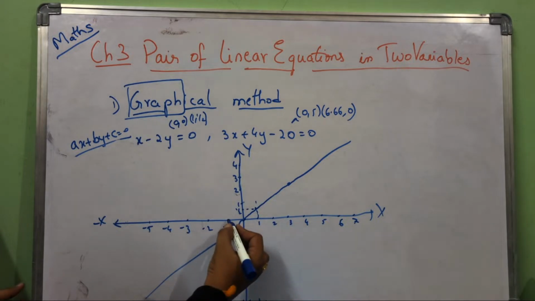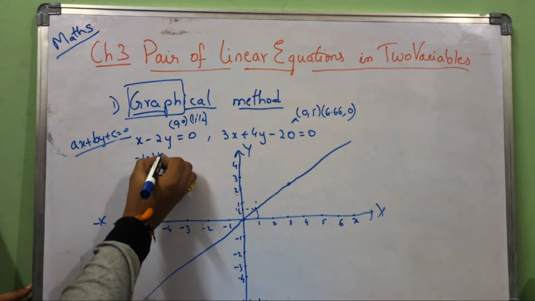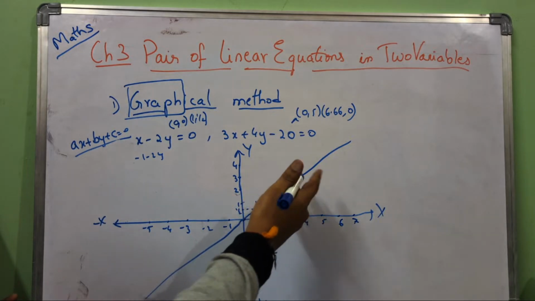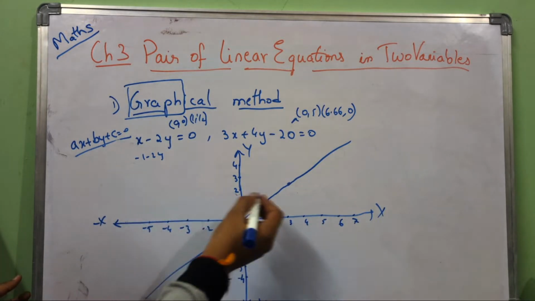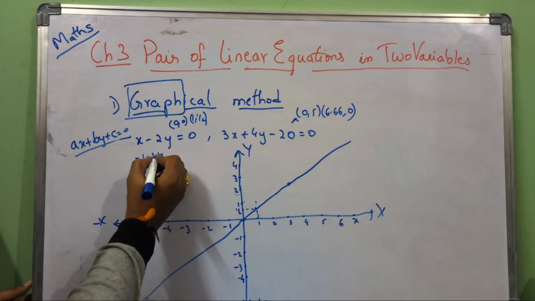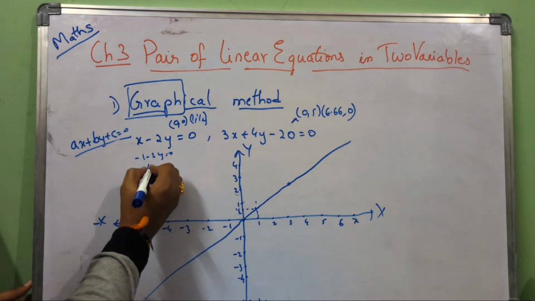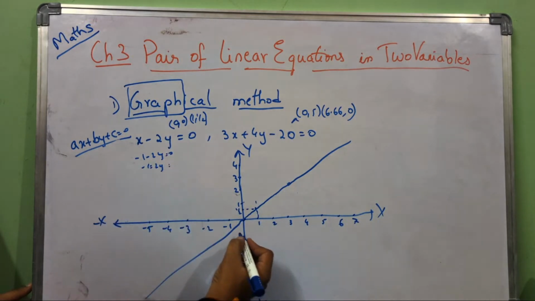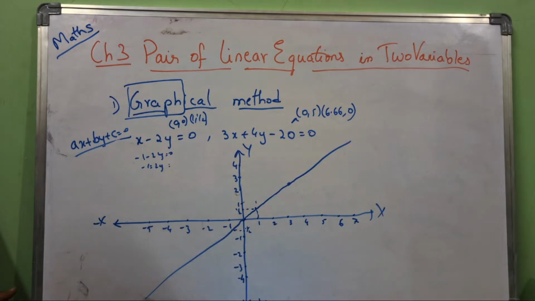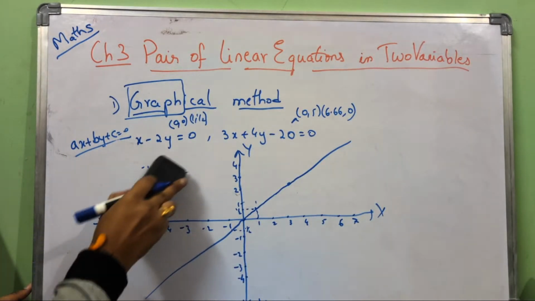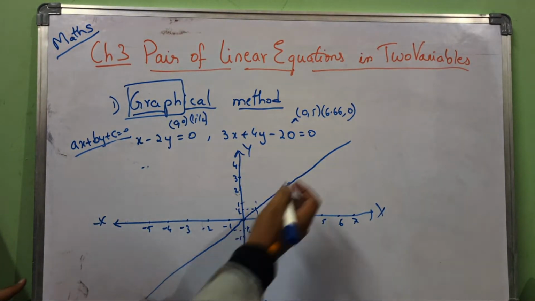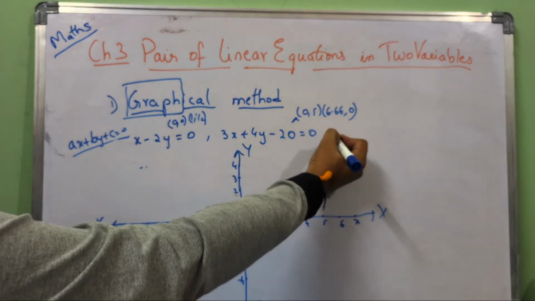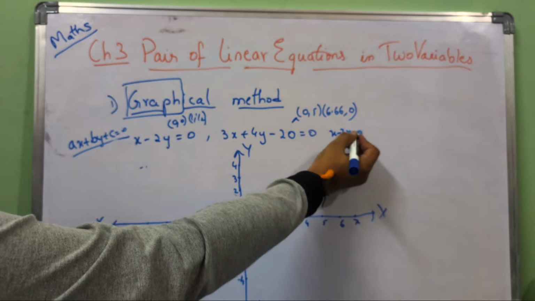If x is minus 1, and if you use a scale and plot it, it will definitely be the right answer. But as I am doing it freehand, I'll just change it if anything is wrong. So y becomes minus 1 by 2. So yes, it is correct. Minus 1 by 2. So this is the first line, x minus 2y equal to 0.